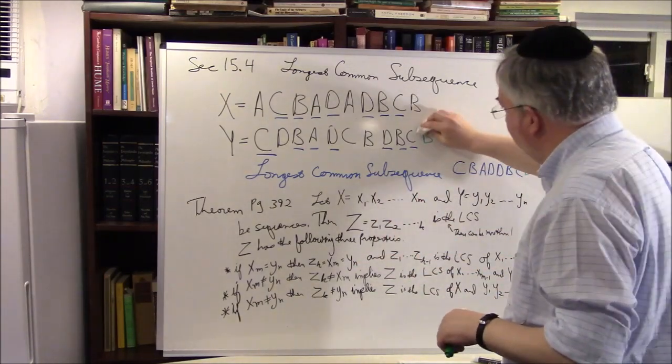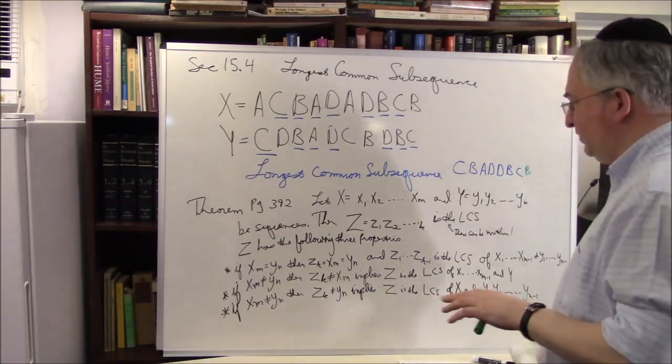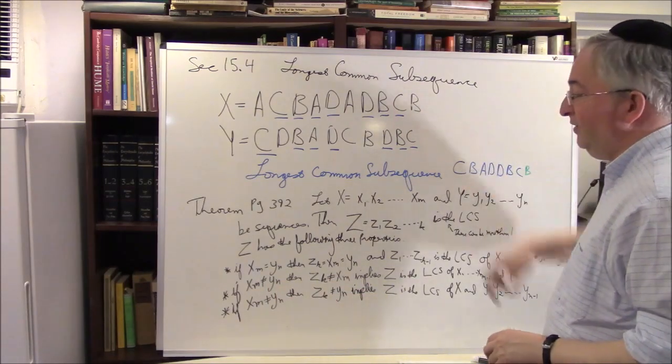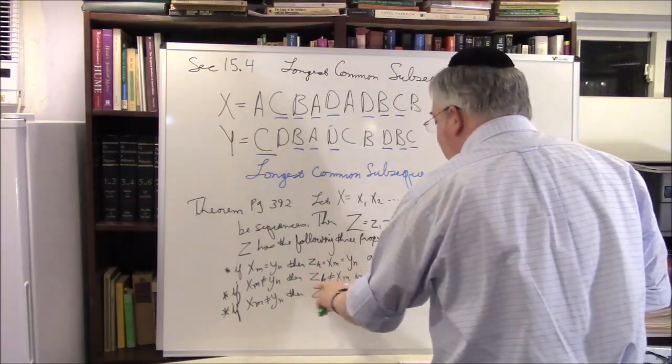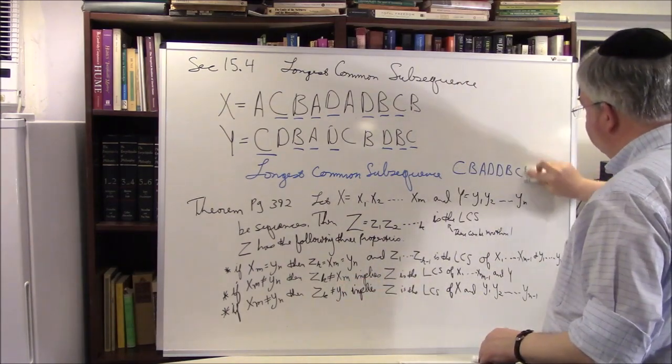Hold on, it's a little bit of theory, but I promise you at the end you'll understand this. Now, what if they're not equal? Like this, B and C are not equal. Then zk not equaling to xm, oops, they're not equal, so that's gone too.